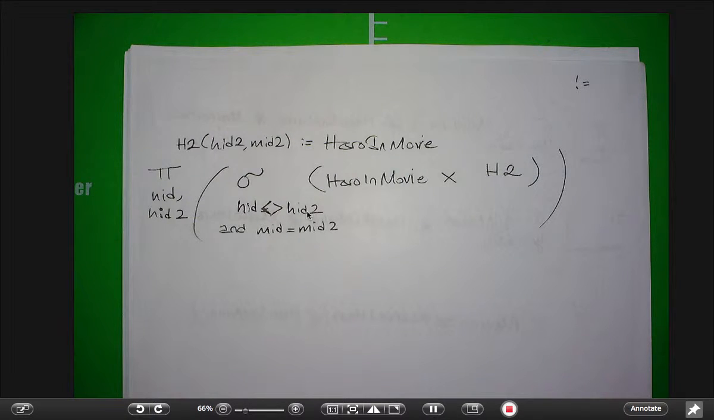Yes? Let's say H1 and H2 were in a movie together, wouldn't you have H1, H2 and H2, H1 both returned twice? Yes, indeed, we will return both. So that's the second question. In this case, you will have Iron Man, Captain America, and Captain America, Iron Man, right? So you may or may not want that, depending on what you're going to do next. So how would I make sure that I don't return both if I don't have a preference of which order I get?